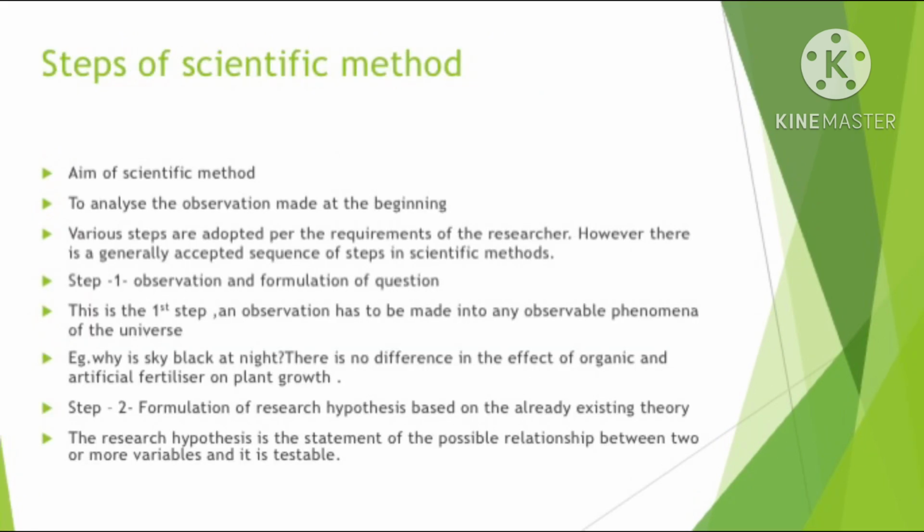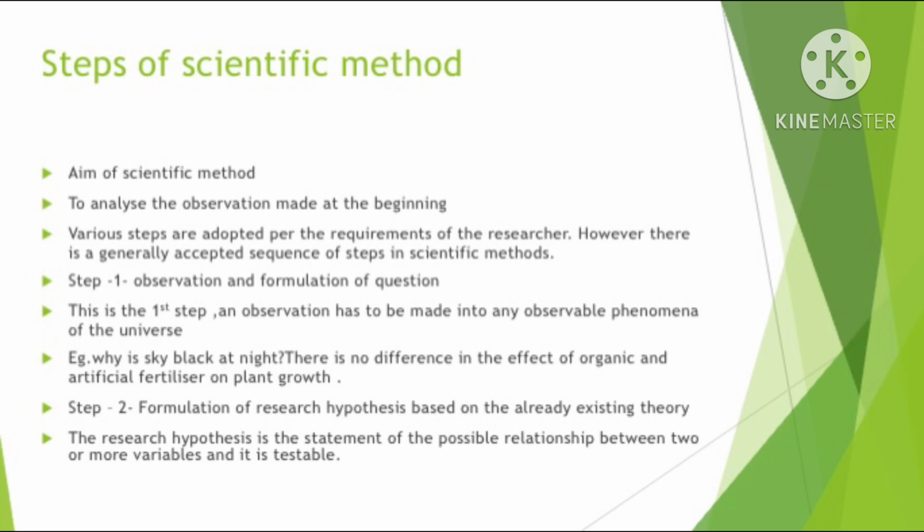So let us see what is the aim of scientific method. The aim of the scientific method is to analyze the observation made at the beginning. We are observing something and we are analyzing that. That is the aim of the scientific method. There are different steps for a scientific method, and we can skip some steps or we can add on some steps based on the types of research we are doing. Okay, so let us see what are the different steps of scientific method.